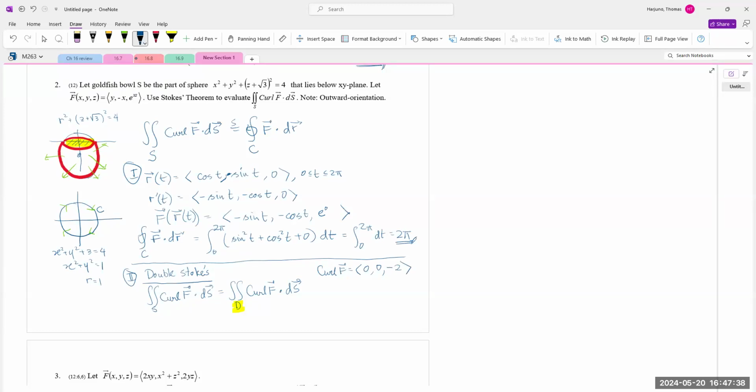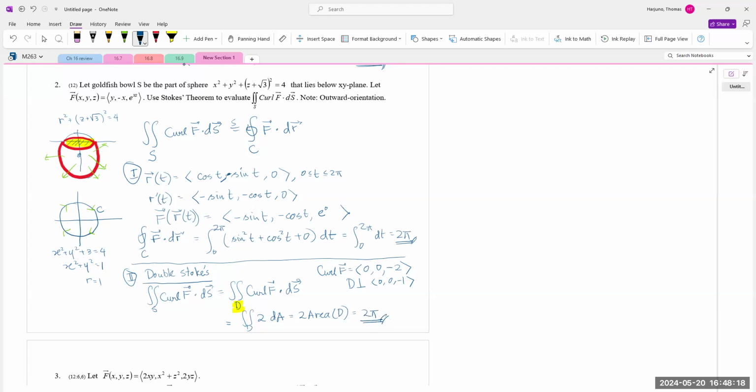Okay, while the surface D is normal to 0, 0, negative 1. Notice that it is downward, right? The orientation is downward. So the dot product will be the double integral over D of 2 dA. That's 2 times the area of D. But D is a unit circle, right? The area is pi, so this is 2 pi.